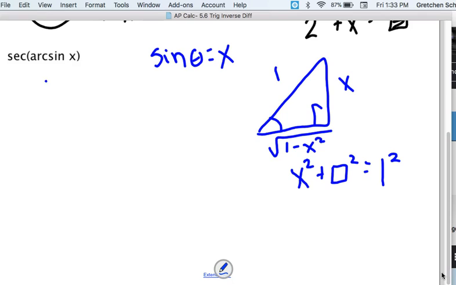1 over cosine. I also try to avoid secant, cosecant, and cotangent because why make yourself learn something backwards if you just know you have to put it under 1? So what is the cosine of that given angle?